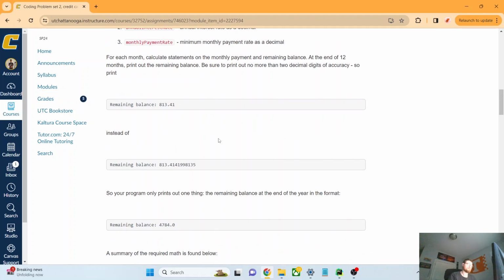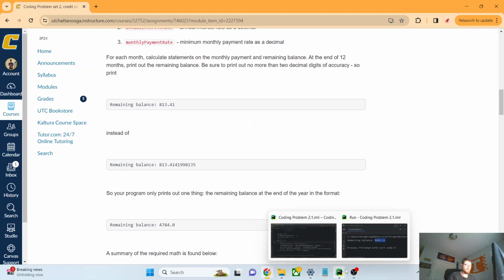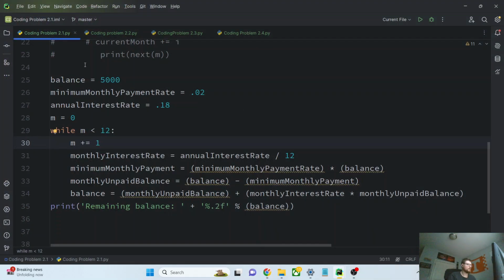But yeah, so there is our code for coding problem 2.1. On to 2.2.